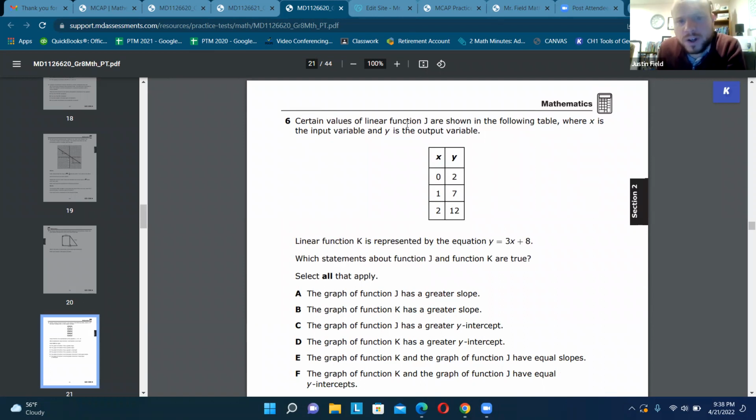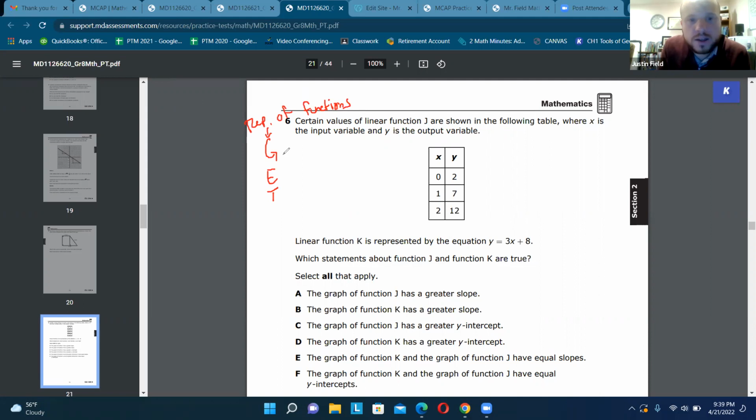Certain values of linear function j are shown in the following table, where x is the input variable and y is the output variable. Linear function k is represented by the equation 3x plus 8. Okay, so let's compare. And let's talk about the representations of functions. I like to say them as the word get. Can you remember that? Get. This is the representations of functions acronym I personally created.